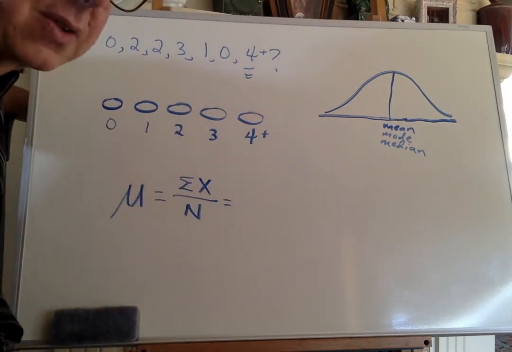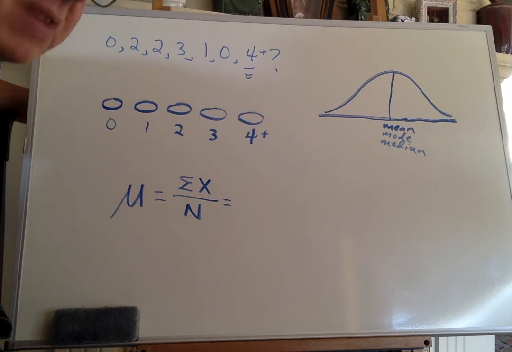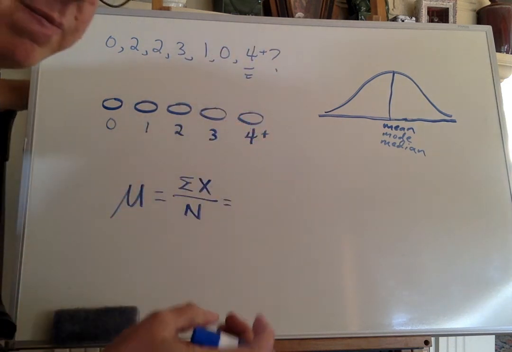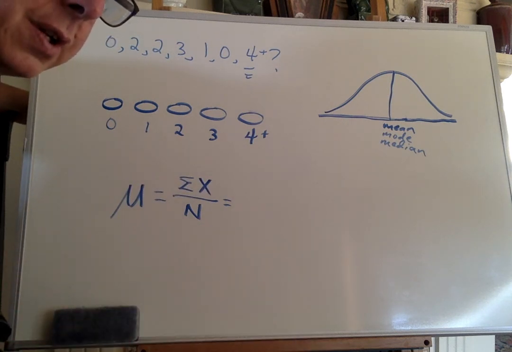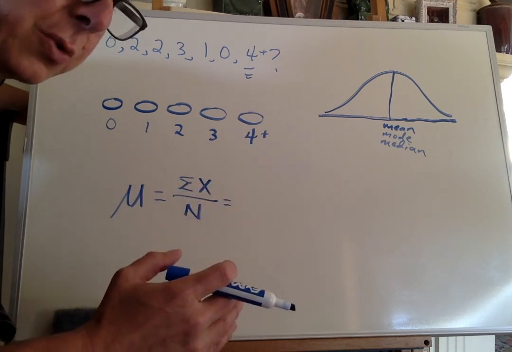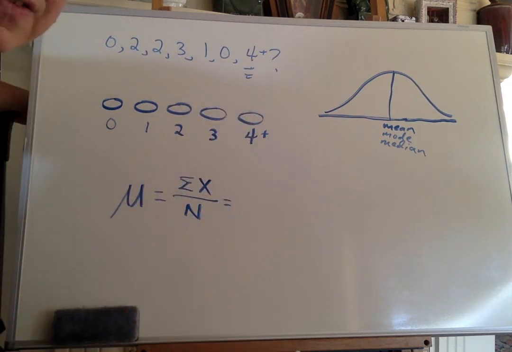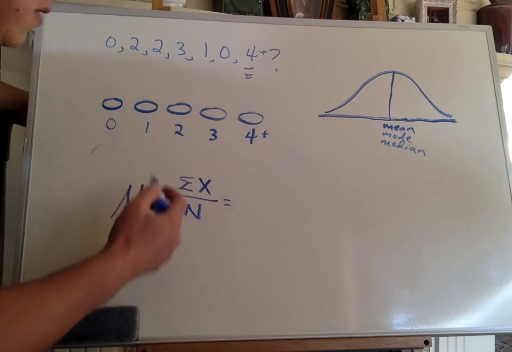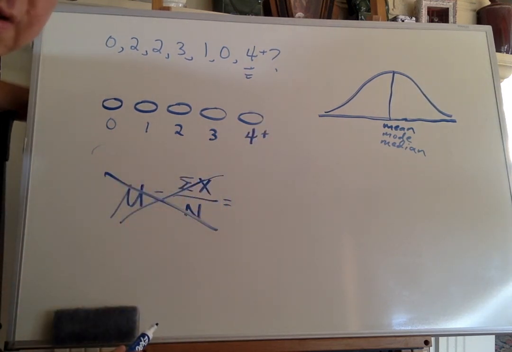And I will ask you, what does 4 plus mean? Because it could mean 4, it could mean 5, it could mean 6, it could mean 8. And if you put this in your computer program and all the 4 pluses are just entered as 4, what's going to happen to your average? It's going to be artificially lower than it really is because you're putting in 4, even if the person has 5 siblings or 7 siblings or whatever it is. Okay? So this is a case where you have an undetermined value, so you really can't even do the mean.